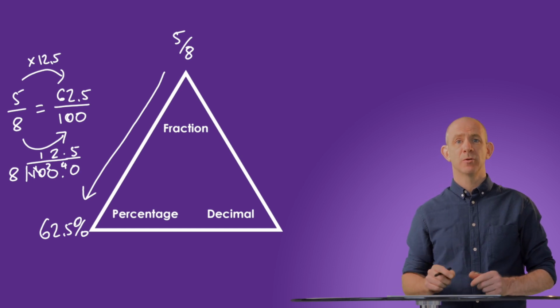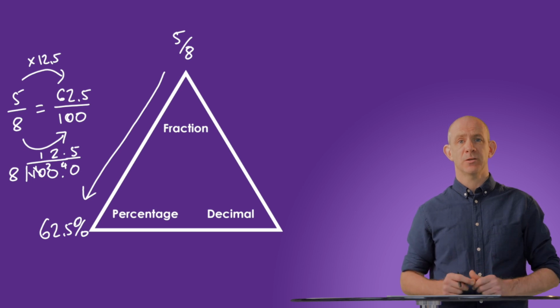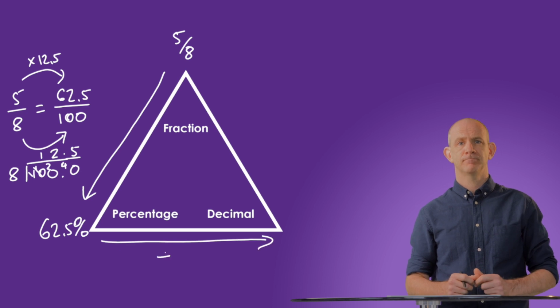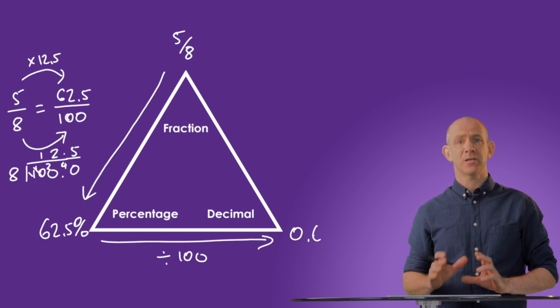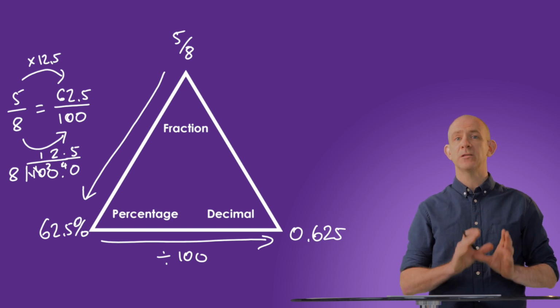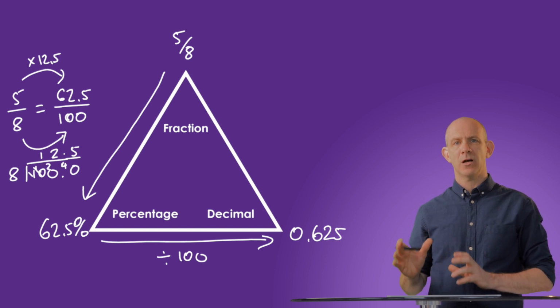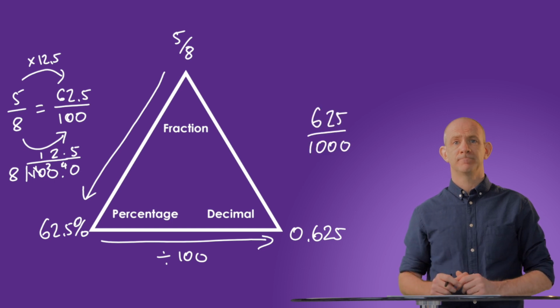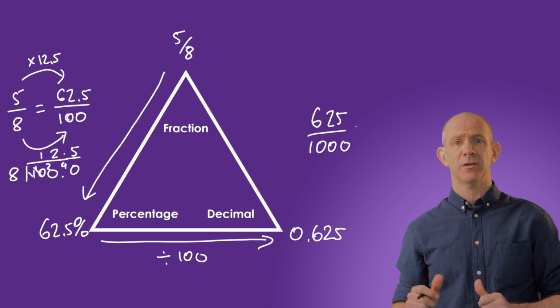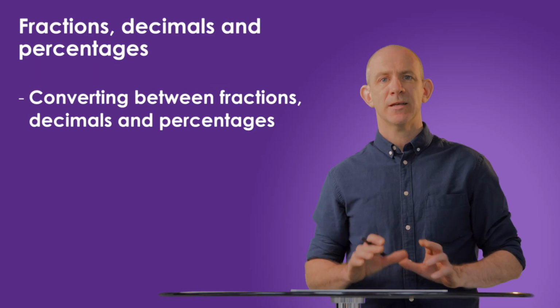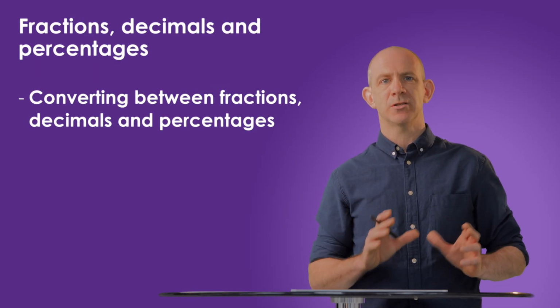Now we can convert this to a decimal by dividing by 100 and getting rid of the percentage symbol. Dividing by 100 means moving the decimal 2 places to the left. So this gives us 0.625, and we need to now convert that into a fraction. To do this, we place all the digits from the first integer on the left greater than 0 over the place value of the last digit on the right. In this case, it'll be 625 over 1,000. We can simplify this by dividing both numerator and denominator by 125, which is the highest common factor of these 2 numbers. That's how you go about converting between fractions, percentages, and decimals.